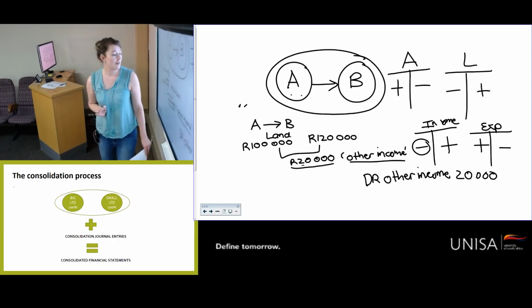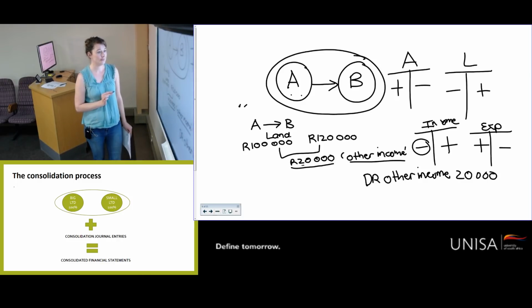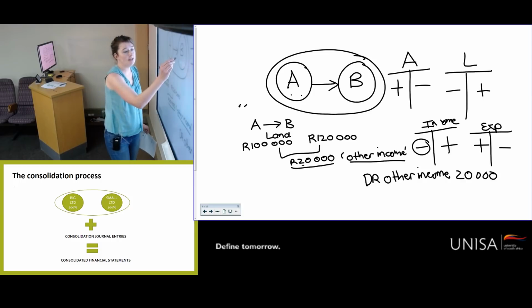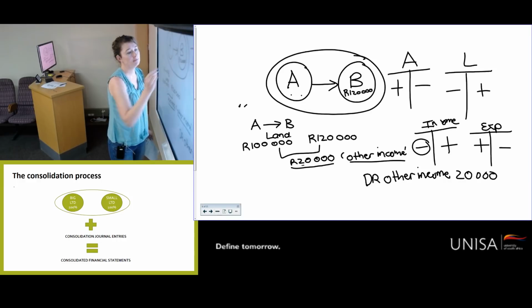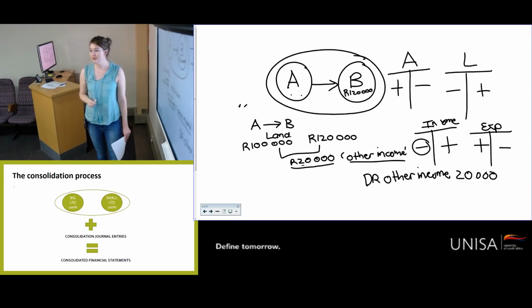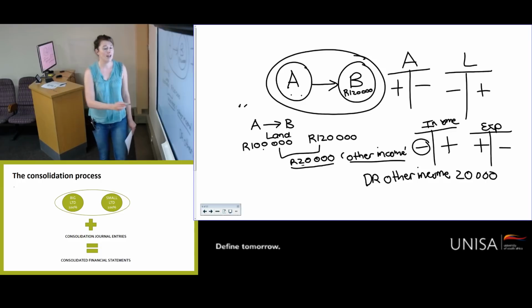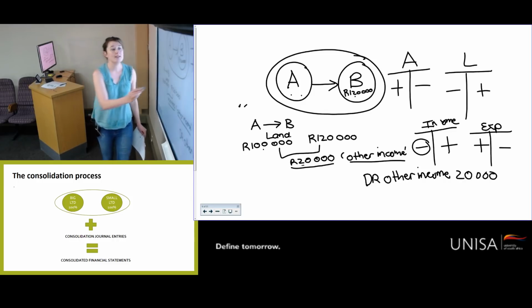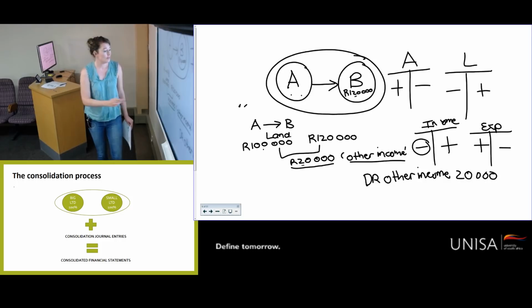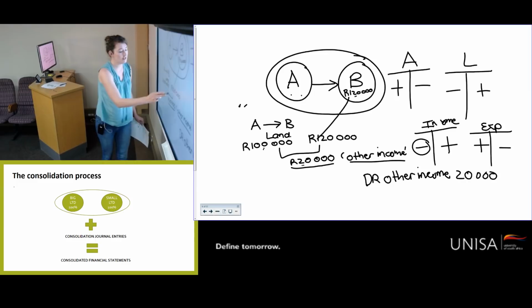What about the land or the PPE? It's currently sitting in B's trial balance at 120,000. Was there a sale between A and B? No. So if there wasn't a sale between A and B, can I increase the value of the land from 100,000 to 120,000? No, there's no reason to, because there was no sale. So how do I get this land down from 120 back to its original carrying amount of 100,000 Rand, as if there was no sale?